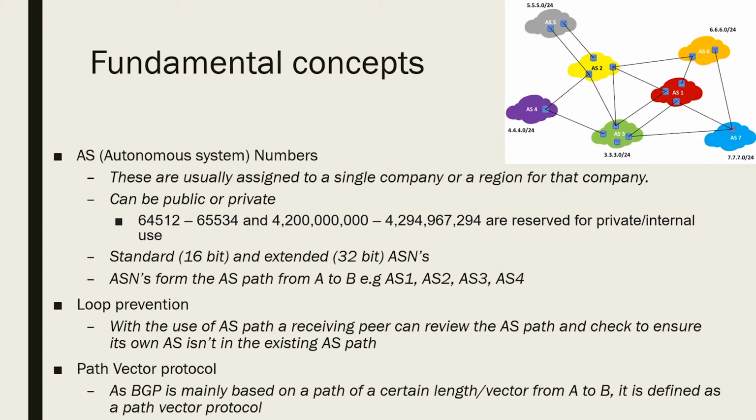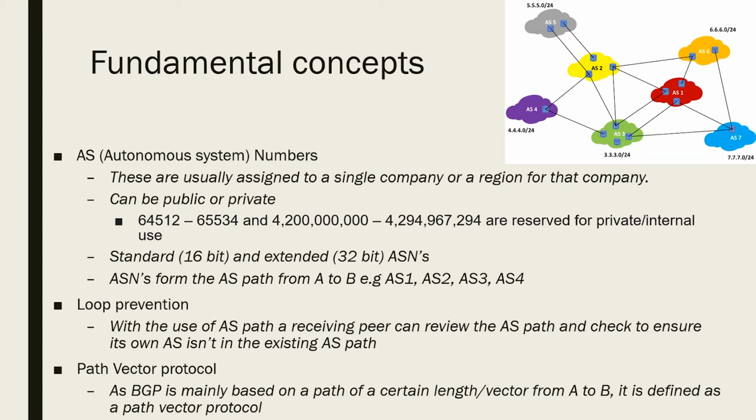You have a public and a private range. The private ranges are between those numbers on the screen, 64512 and 65534, and 4.2 billion, I think, and the higher limit.